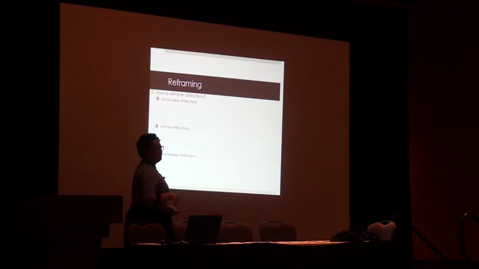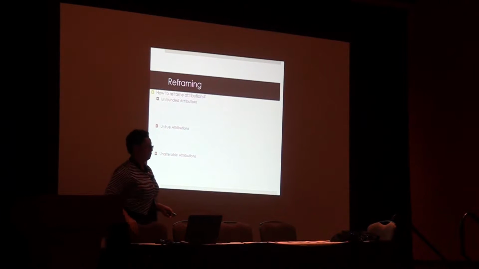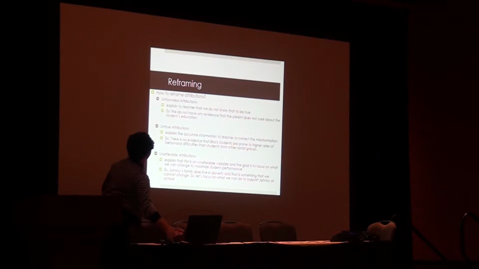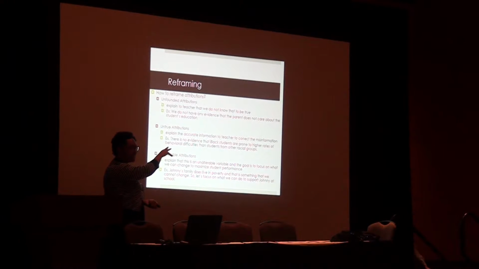So how do we reframe? With unfounded attributions, you can say, like I said, if the parent is lazy, let's go with that example, then you can say, we don't have the evidence that that is true, so that cannot be a reason that we move forward with as a team as to why the student is having this difficulty. We're going to directly say that this is not true. We do not have evidence for that.